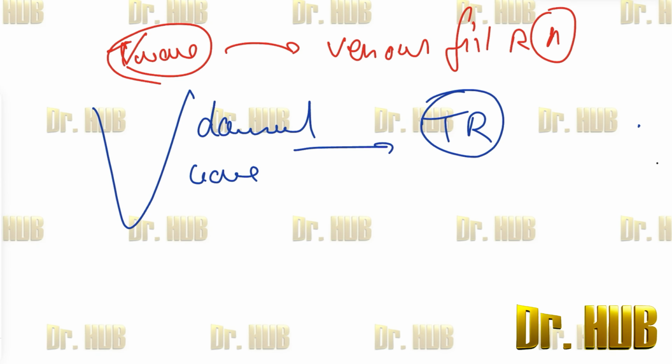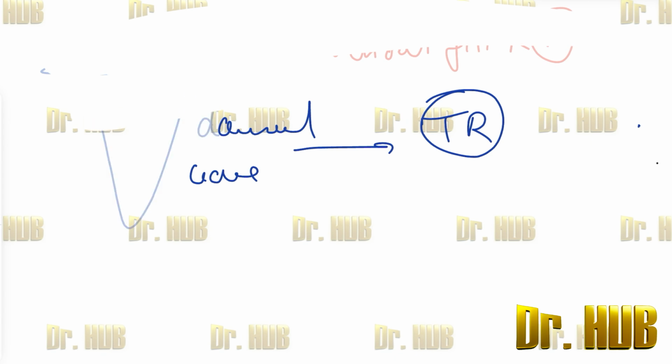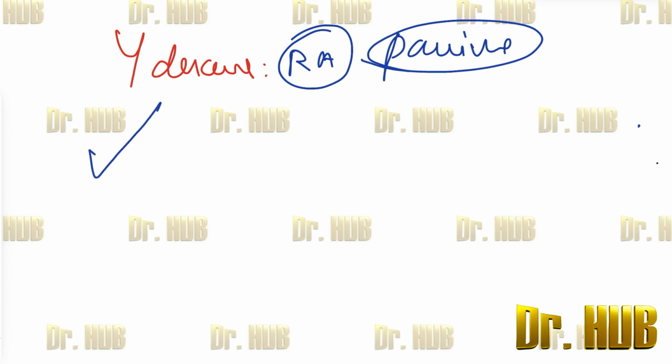Next we move on to something known as the Y descent. So what happens in the Y descent? Here the Y descent corresponds to the passive emptying of the right atrium. So that is nothing but the Y descent. There can be a prominent Y descent.